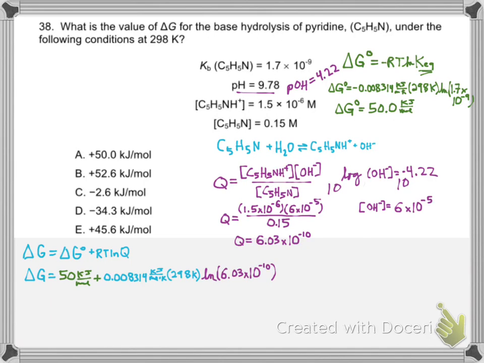So here we have our equation with our delta G standard plugged in. Here we have our R, here we have our temperature, here we have our Q, and so here it ends up being 50 kilojoules per mole plus negative 52.6 kilojoules per mole. This will end up giving us our answer, which is delta G equals negative 2.6 kilojoules per mole.